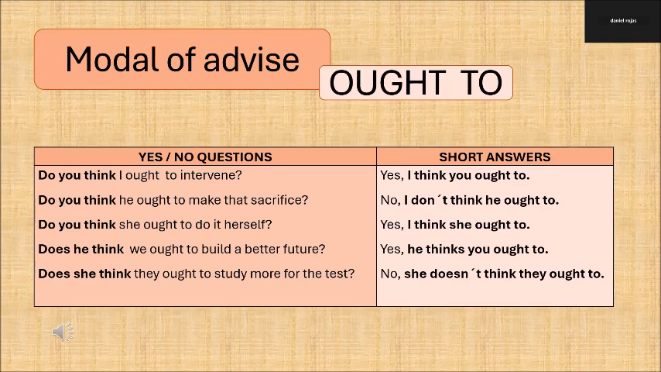Do you think he ought to make that sacrifice? No, I don't think he ought to. Do you think she ought to do it herself? Yes, I think she ought to.